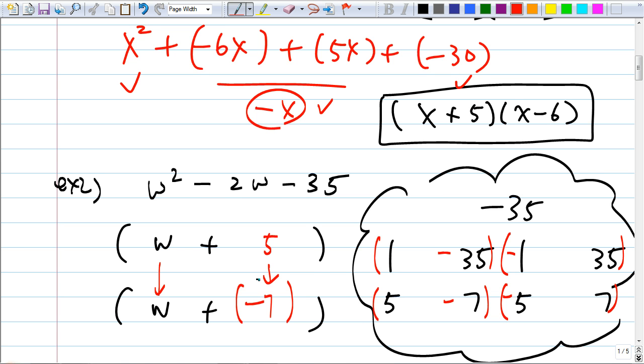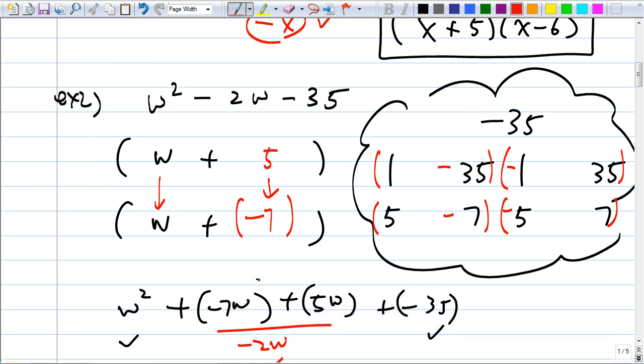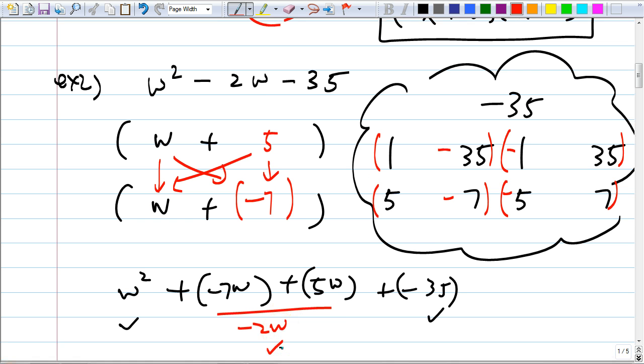But is that what we need to check? We gotta check the middle term, right? So what's W times negative 7? Negative 7W. What's 5 times W? 5W. Does that give me negative 2W? Yes. Which is what we wanted. Do we get 3 checks? Yes. Do we have the right answer? Yes. What's the answer, John?